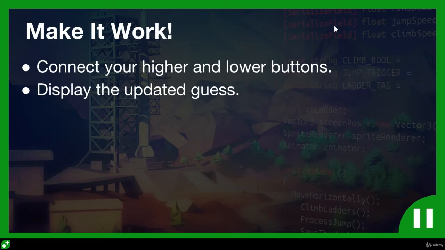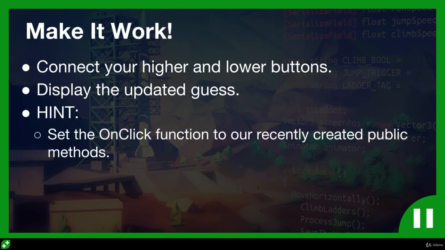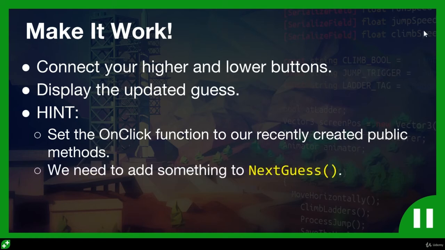And I'm going to give you a couple of hints. If that's enough for you to go on, then jump in, pause the video, and take that on now. If you'd like the hints, here they are. Hint number 1. Set the onClick function to our recently created public methods, in order to get the buttons calling those methods and doing what they should do. And then in terms of the guess, we need to add a line, a statement, to our next guess method. So there are the hints for you. We've got everything we need. Jump in, take that on, and I'll see you back here when you're done.